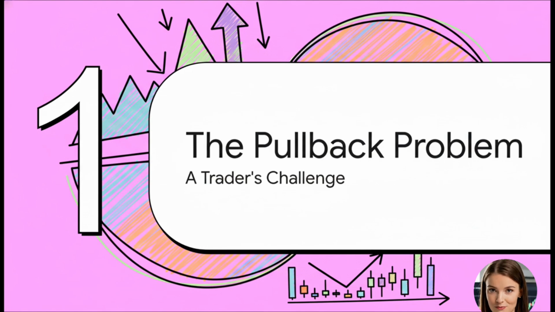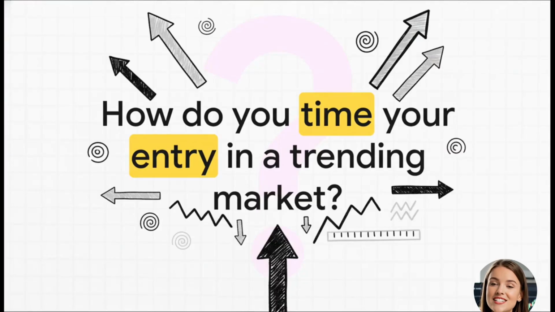Okay, first things first. Let's talk about a challenge that trips up even the pros, the pullback problem. Look, we all know you don't want to be the person who buys at the very top of a trend. That's a recipe for disaster. The smart money waits for a pullback, for the price to take a little breather. But here's the million-dollar question. How do you know when that breather is over and the trend is ready to take off again?